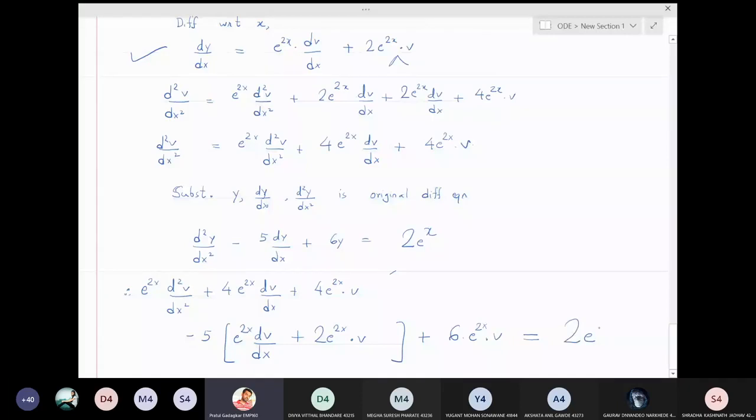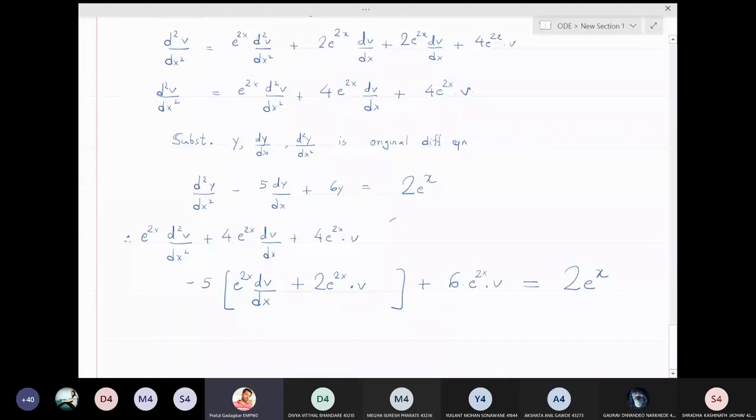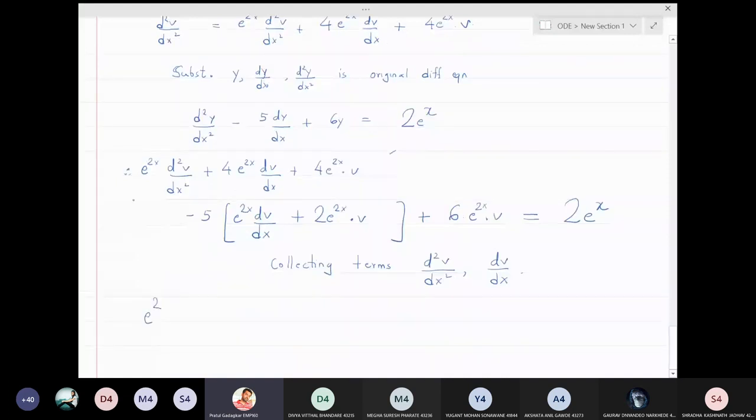What was the step that we did in the method? After this, we collected the terms of d2v by dx square, dv by dx and v, correct? So collecting terms of d2v by dx square and dv by dx, which is e raised to 2x d2v by dx square plus, now the terms of dv by dx. What are the terms of dv by dx? 4 e raised to 2x minus 5 e raised to 2x. Only this much.